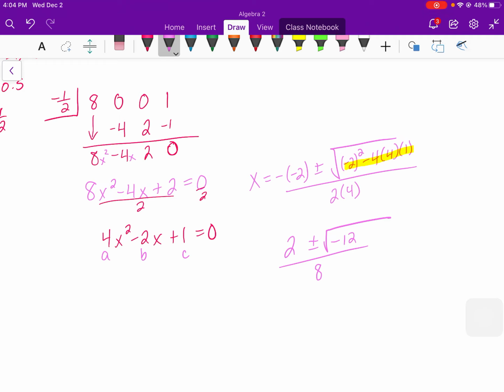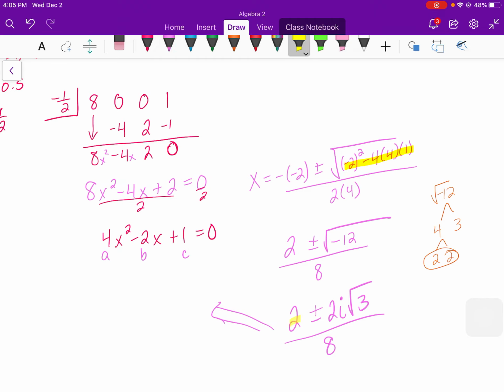All right. Square root of negative 12 can be simplified because it's 4 times 3, and 2 times 2. So I would get down to 2 plus and minus 2i, since it was negative, square root of 3, all over 8. And then I can simplify that one more time and put my answer up here.